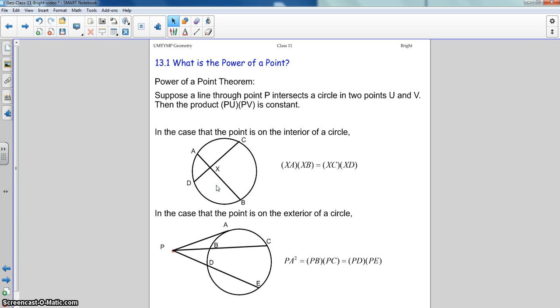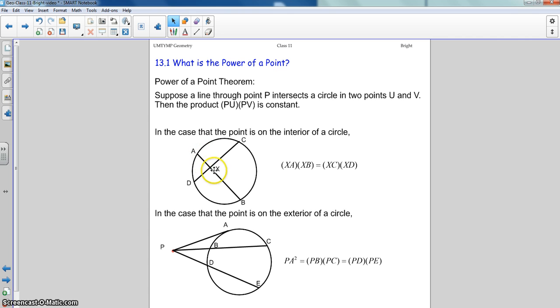So the Power of a Point Theorem says, suppose that a line through point P intersects a circle in 2 points, U and V. Then the conclusion is that the product of the distances from P to U and P to V is constant. Okay, so we do have to separate it into two different cases, though. The first case is when that point is inside the circle and the other one is outside the circle.